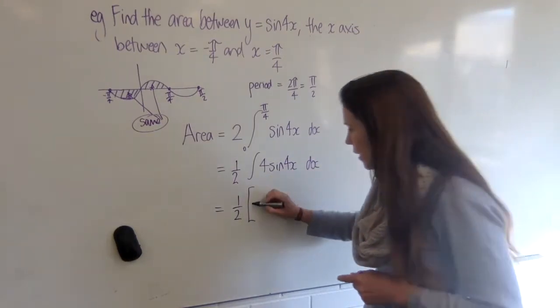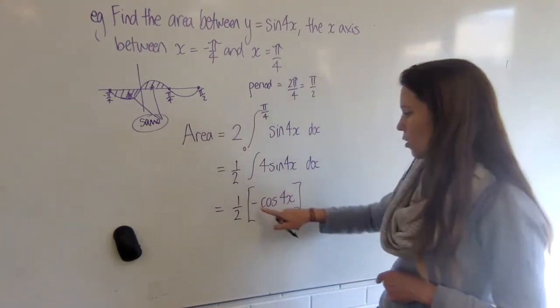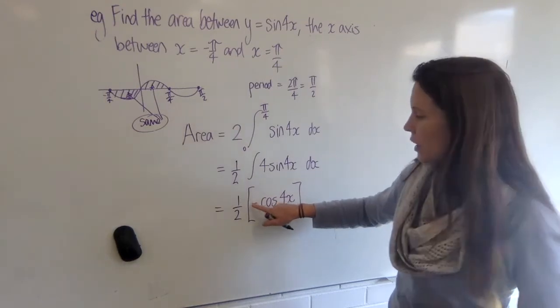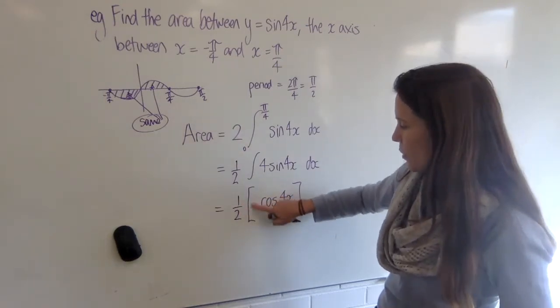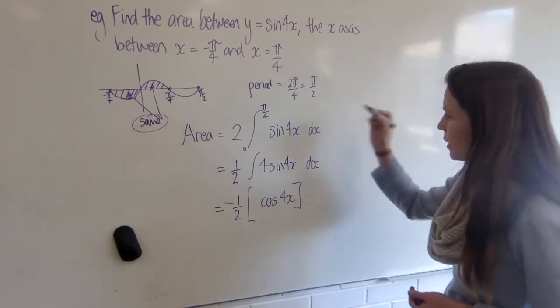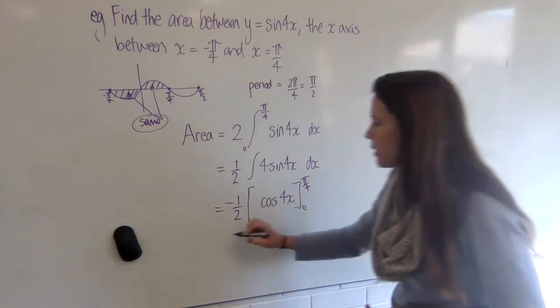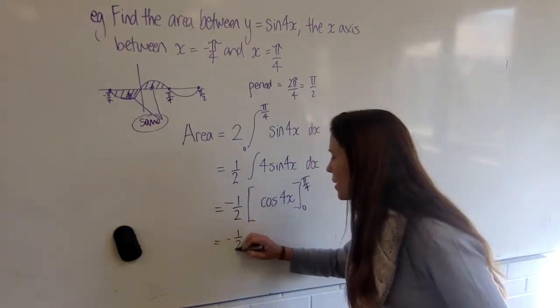Now I can write the negative cos 4x all in the brackets like that, or the negative, since it's just a constant, can actually come out the front. So whether you write it there or there, we're going to get the same result. Then I need to put my bounds in, pi on 4 and 0. And now I can sub in. I need my minus half out the front.